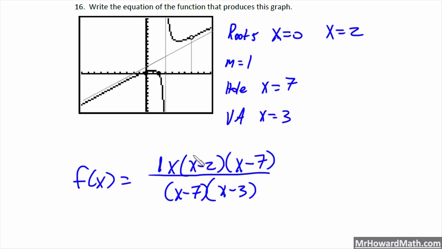So altogether, 1 times x times the quantity x minus 2 times the quantity x minus 7, over the quantity x minus 7 times the quantity x minus 3. So that's everything. So this gave us a root at 0. This gives us a root at 2. This canceling gives us a hole at 7. And this gives us a vertical asymptote at 3. So that's it.